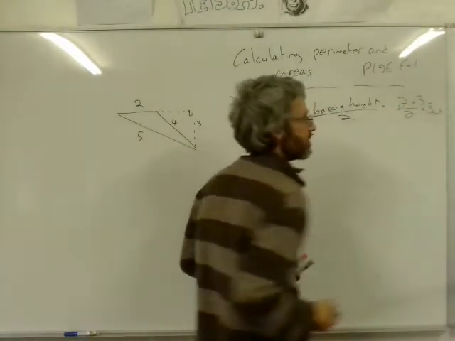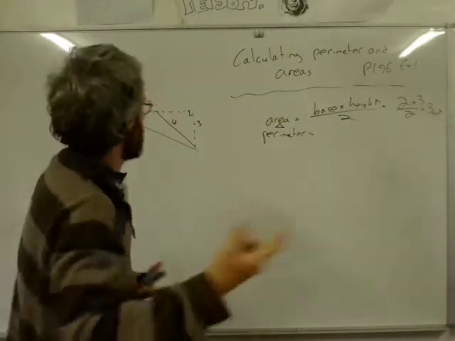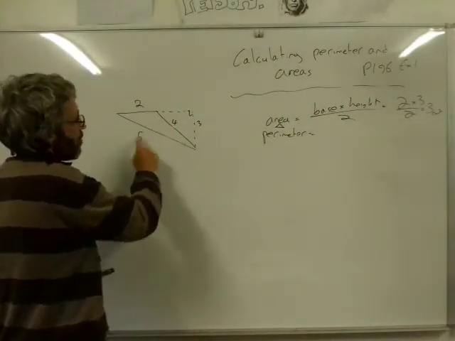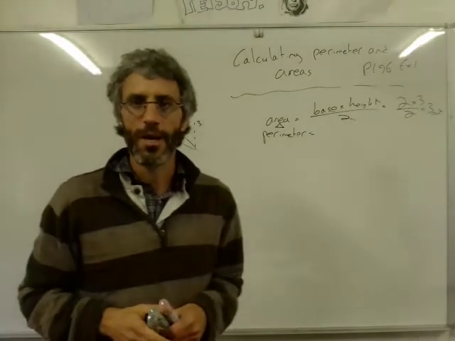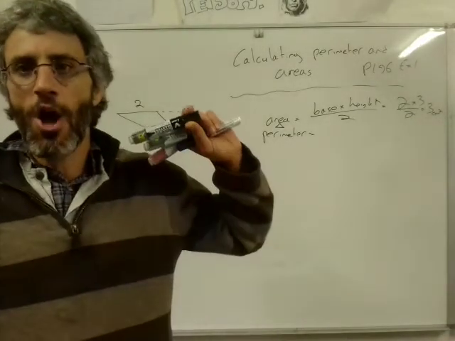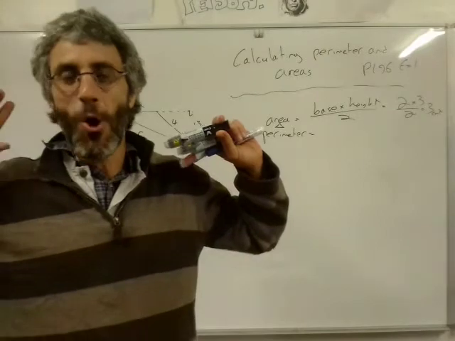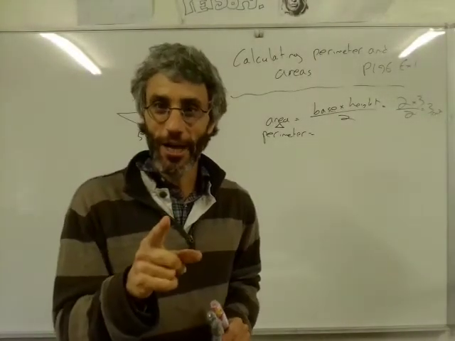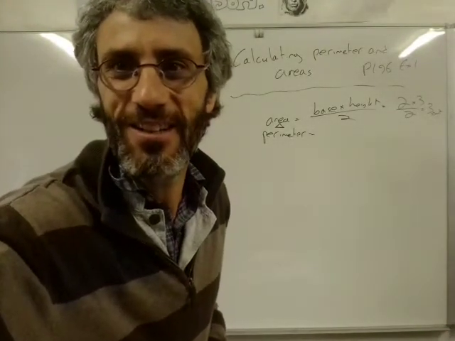And let's say we're working the same thing this way. Okay? The perimeter is simply 2 plus 4 plus 5. That doesn't change. Okay, so that is in an obtuse triangle.